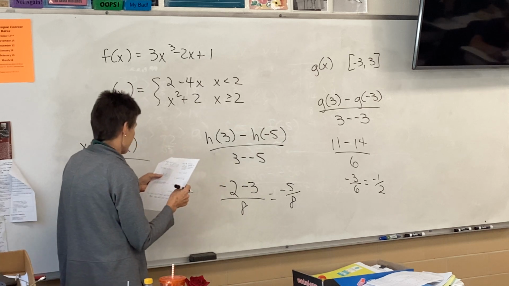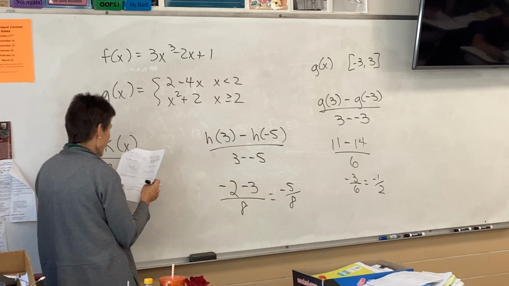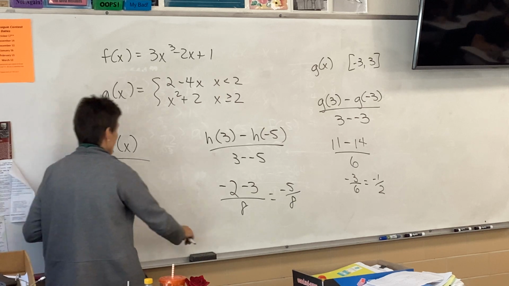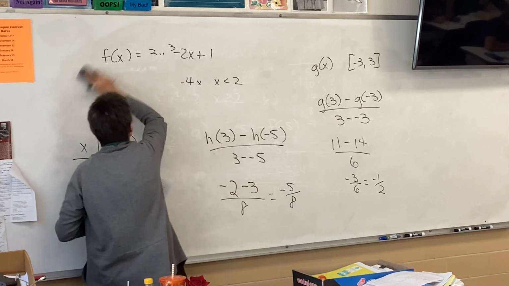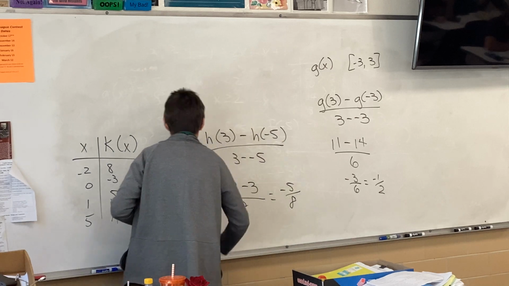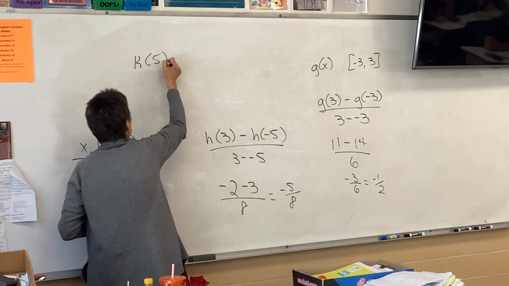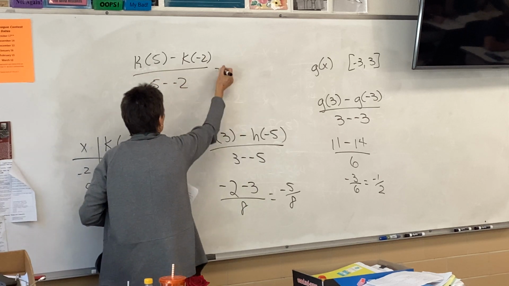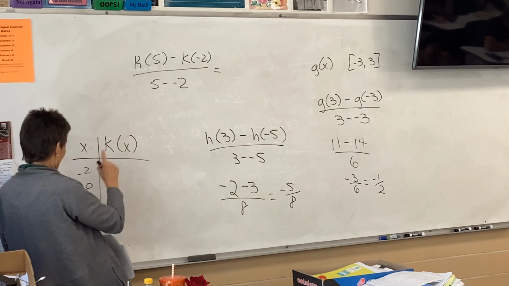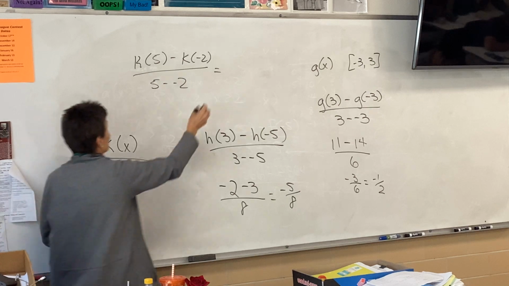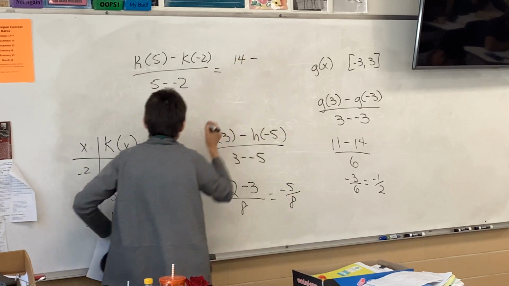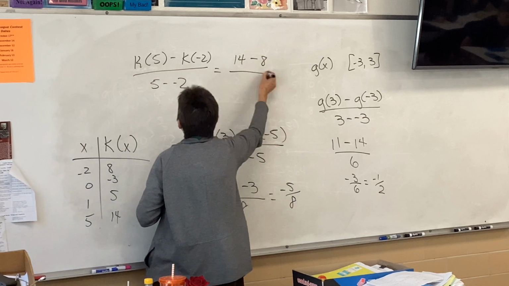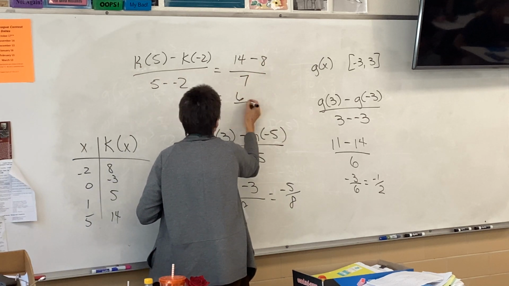So easy. And then K, find the -2 to 5 on this one. So that's going to be K of 5 minus K of -2 over 5 minus -2. All right, so K of 5 is 14. This is the easiest one of all. K of -2 is 8. I got 6/7.